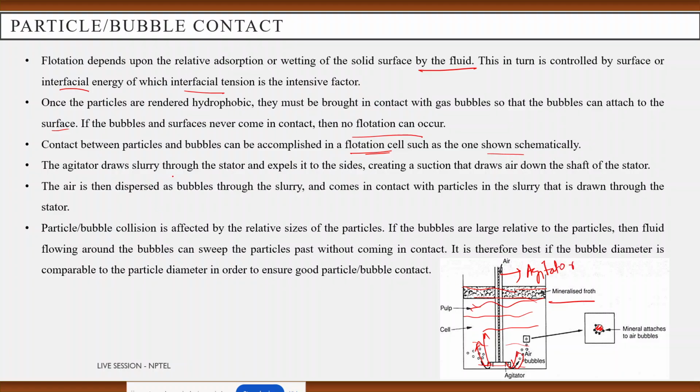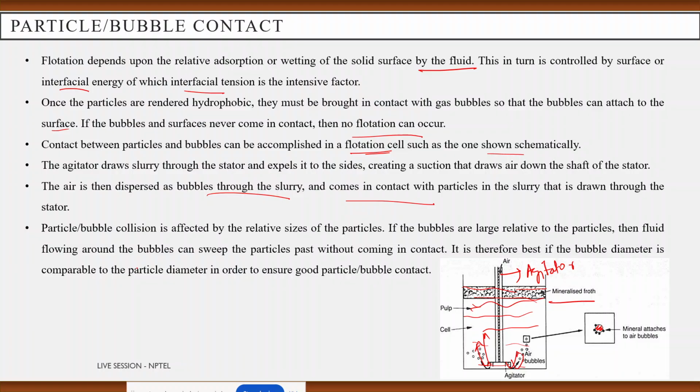So the agitator, which is shown here, draws the slurry through the stator and expels it to the sides, creating a suction that draws the air down the shaft of the stator. The air is then dispersed as bubbles throughout the slurry, and the bubbles are coming in contact with the particles in the slurry that is drawn through the stator.